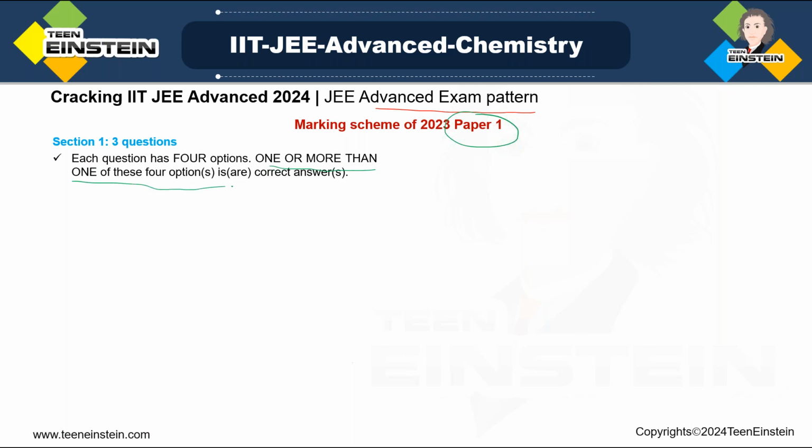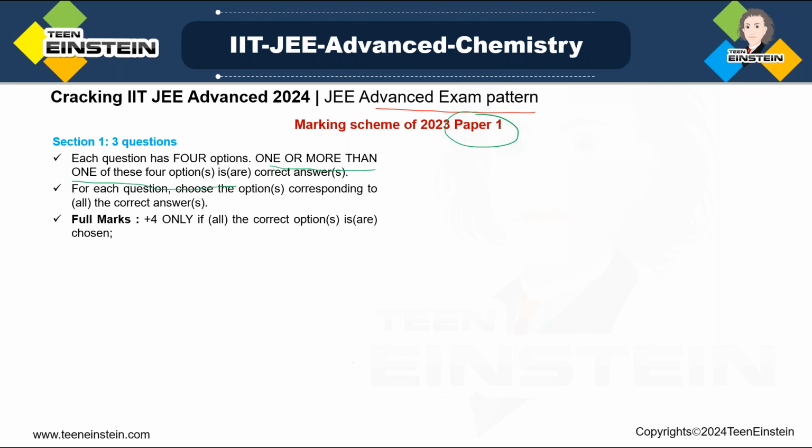That was the pattern. So it is "is" if it is 1, and "are" if more than 1. Both possibilities are there. Now for each question we have to choose the option or options accordingly. Full marks will be given, which is +4. Full marks, that is the maximum marks, is +4, and there are 3 questions, all of which you have to attempt. So the maximum marks you can obtain is 3 into 4, that means 12 marks.